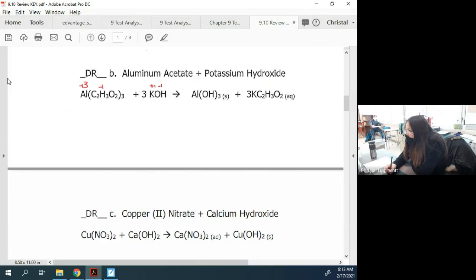Over here, this is a +3 and a -1. So I have this balanced by putting a 3 down here, but this is where people mess up on this one all the time. I have to make that apply to the entire polyatomic. So I have to put it in parentheses. When I need more than 1 polyatomic ion, it has to go in parentheses to make that work.